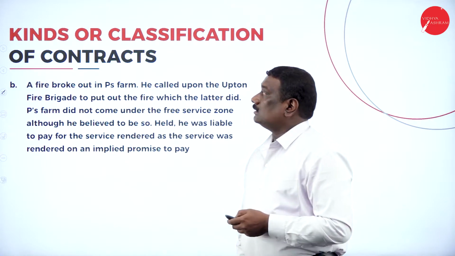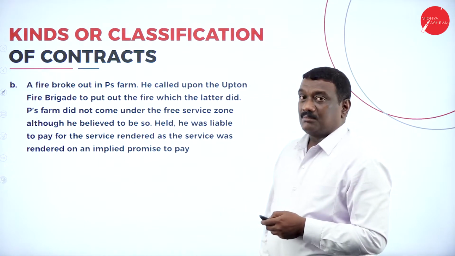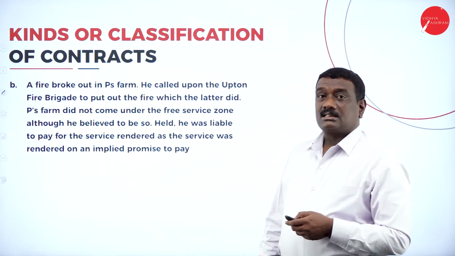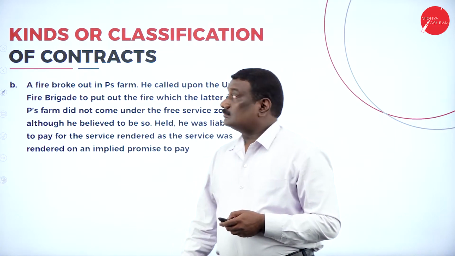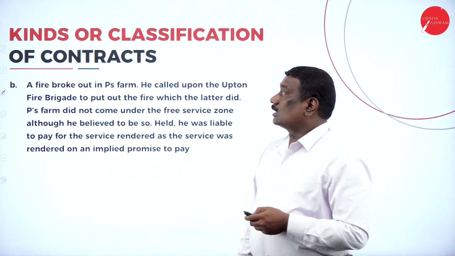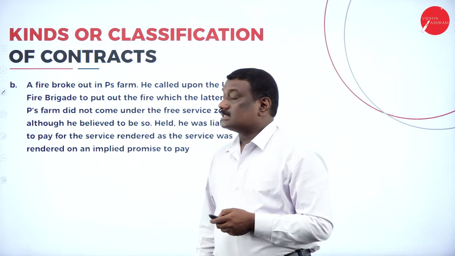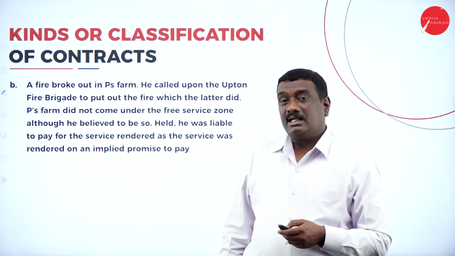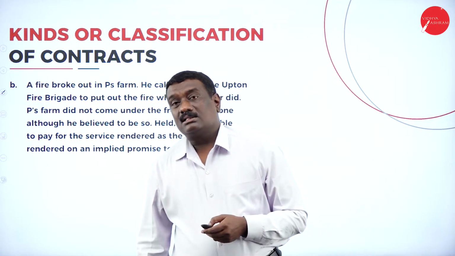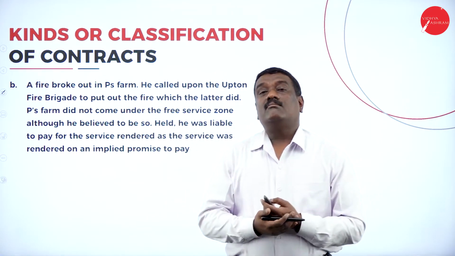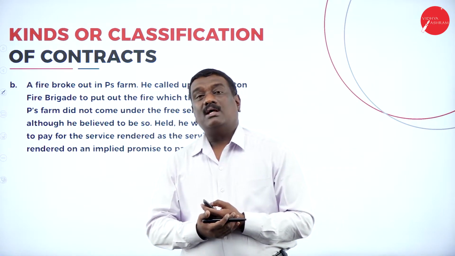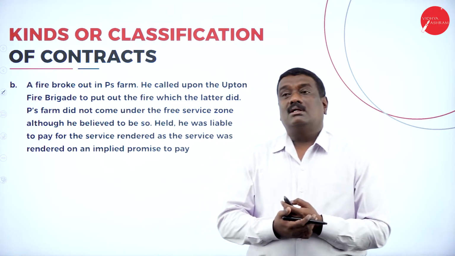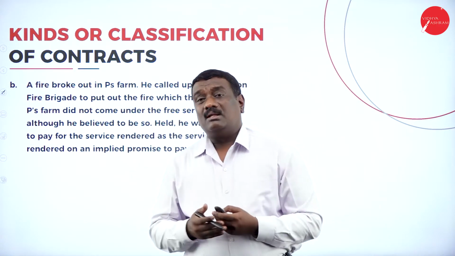Now coming to one more example. It says a fire broke out in P's farm, that is, there is a fire taking place in one of the parties' farm. So A and P are the parties here. So here it says fire broke out in P's farm.